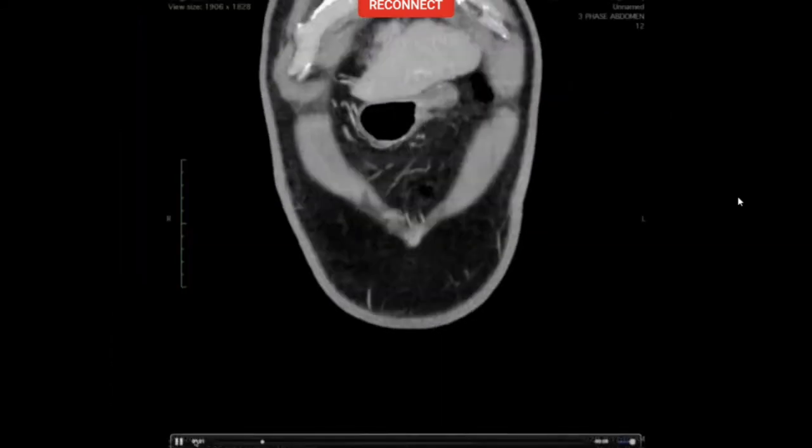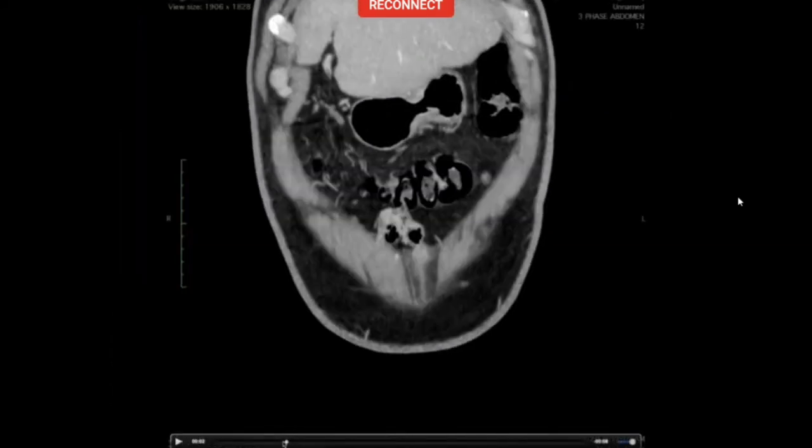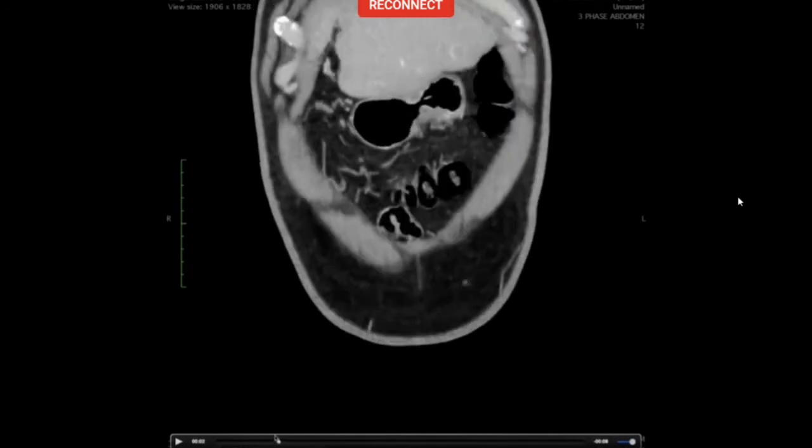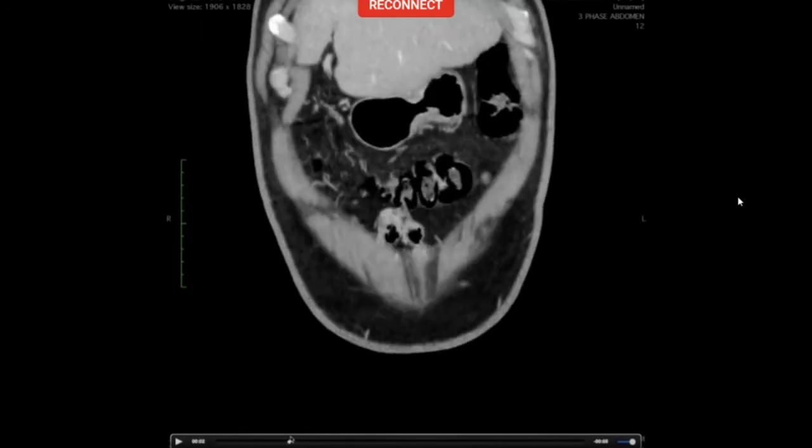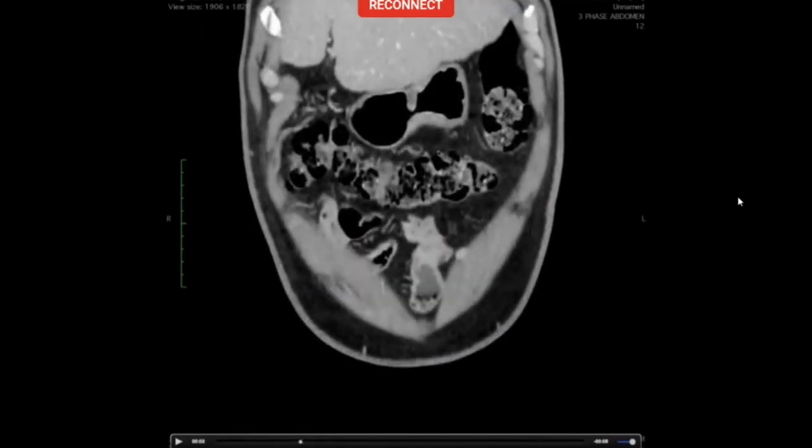So look at these images. From the greater curvature comes the greater omentum. The space between the stomach and the colon is also known as the gastrocolic ligament. You don't need to know this, but it's good if you do. And this is what the surgeons cut when they want access to the lesser sac. This is just an extra piece of information.